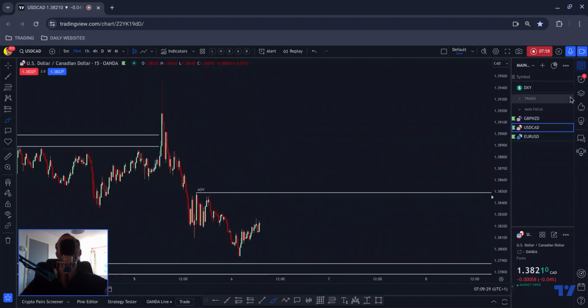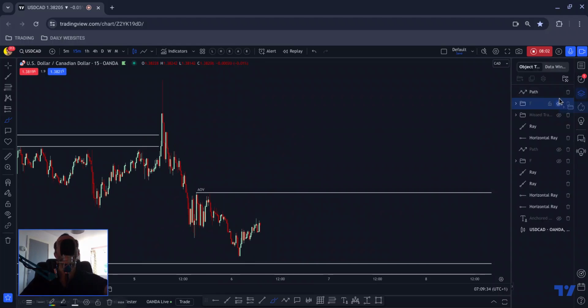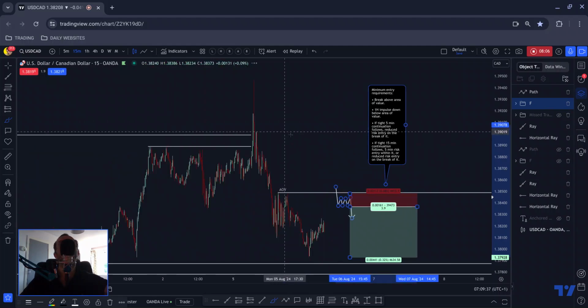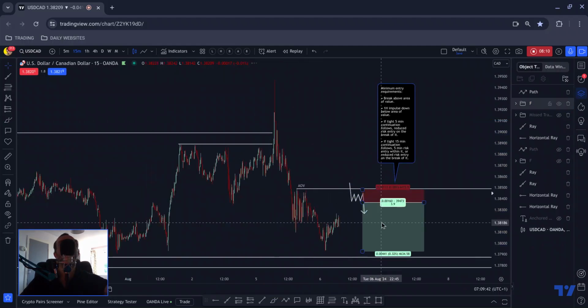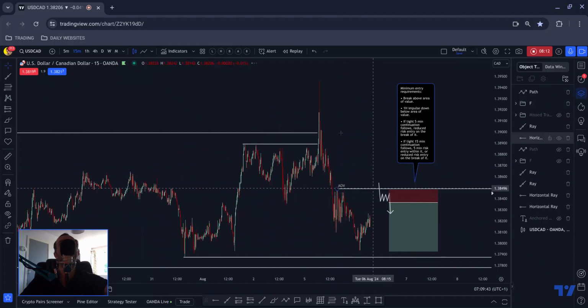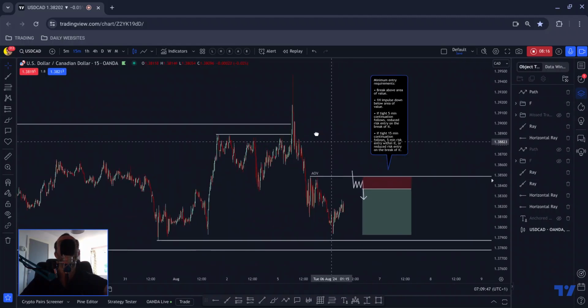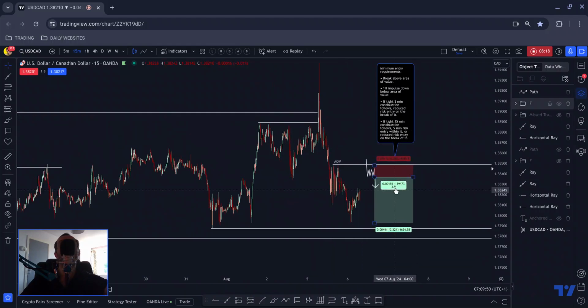Okay, so the higher time frames always hold more weight. What I'm looking for in this instance is once again the same thing: tap into that area, followed by a 1 hour impulse down, followed by a 5-minute continuation or a 15-minute continuation, and then I would look to get short on the breaker within it.